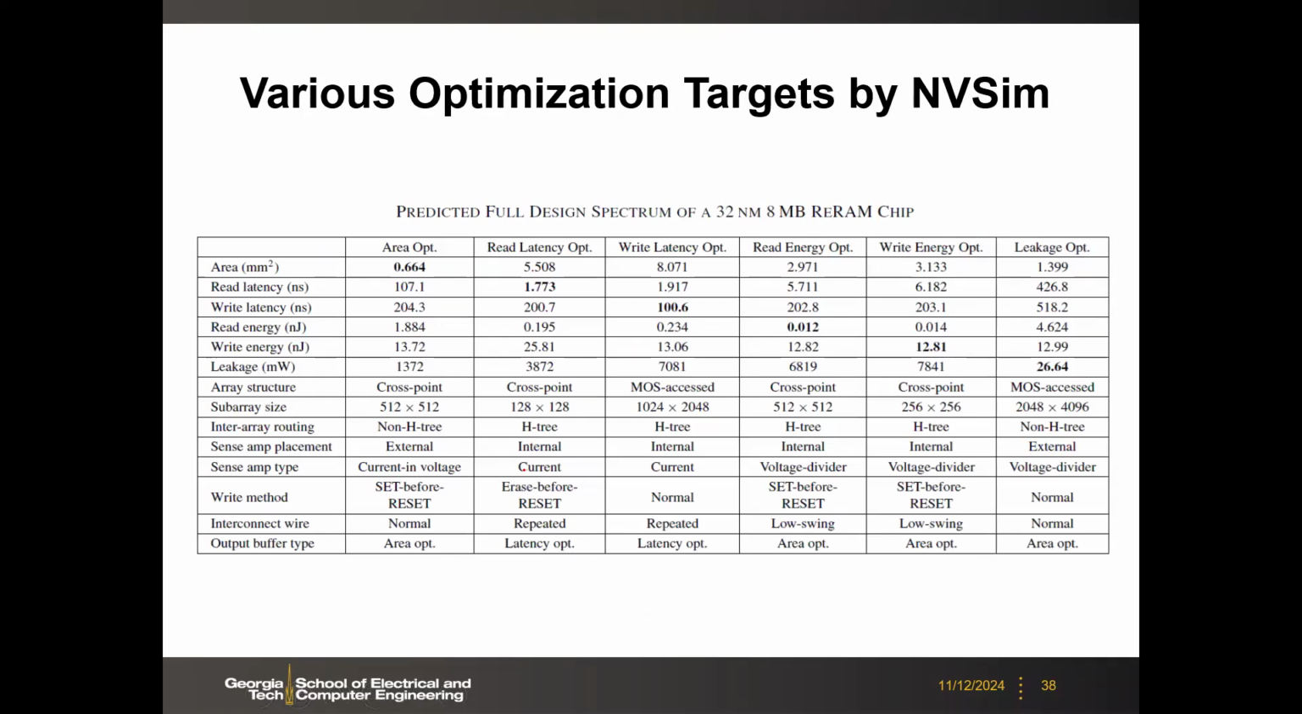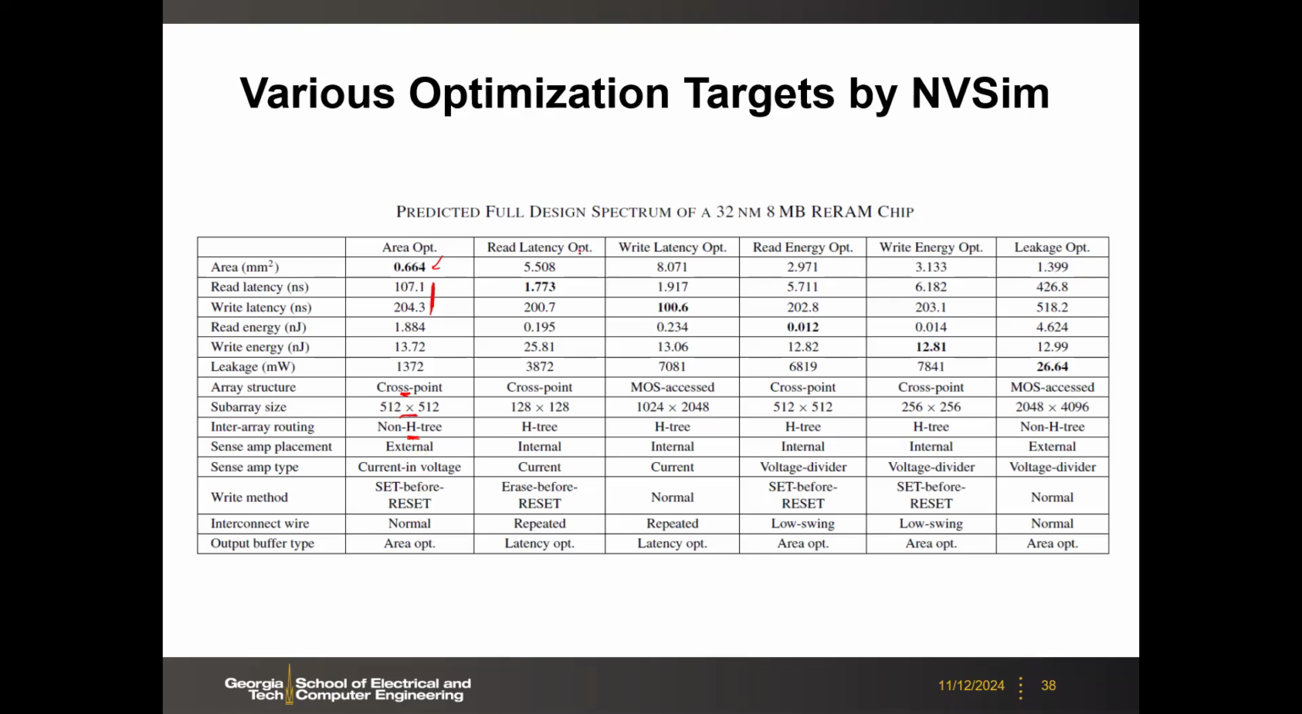Then if you look at the area, yeah, it's smallest, but then you can see the latency is pretty long, right? Like more than 100 nanoseconds even for this corresponding array. And in the array size 512 by 512, you have to use non-H tree because you can share the same sense amp and then save the area, right? But at the expense of longer latency and so on.